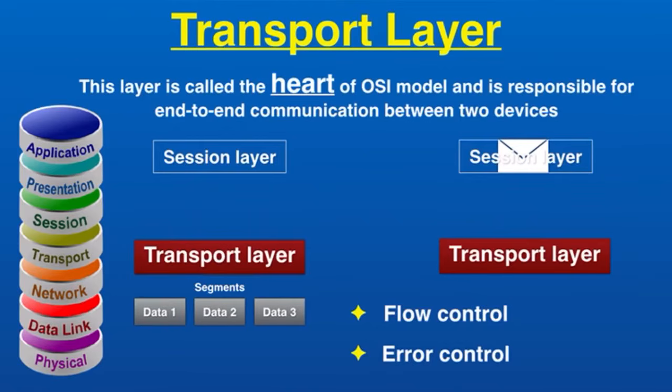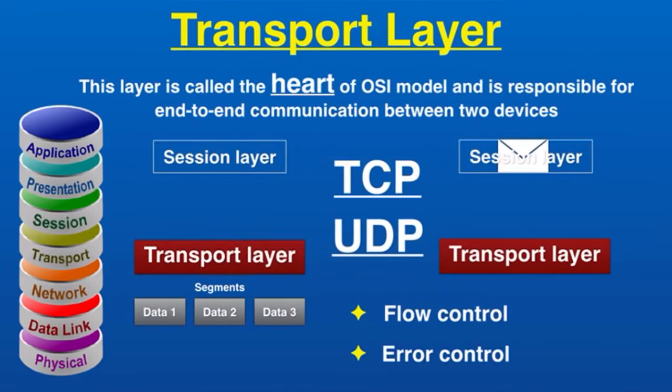Transport layer performs error control on the receiving end by ensuring that data received is complete and requesting retransmission if it is not. Protocols used in this layer are TCP and UDP.